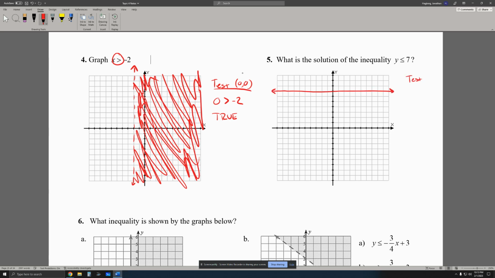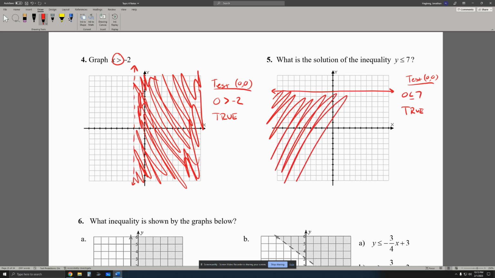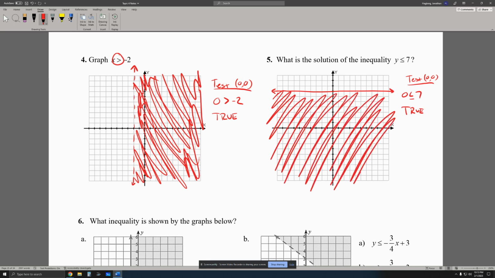Let's go ahead and test 0, 0 to see our shading. So 0 is less than or equal to 7. That is true. 0 is less than 7. So let's go ahead and shade in the lower half of this graph, everything less than that line.